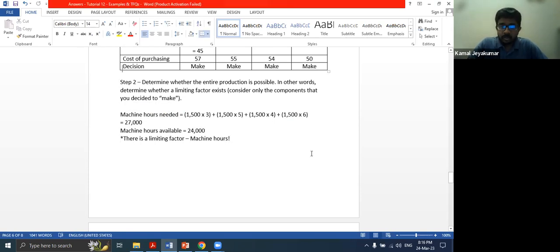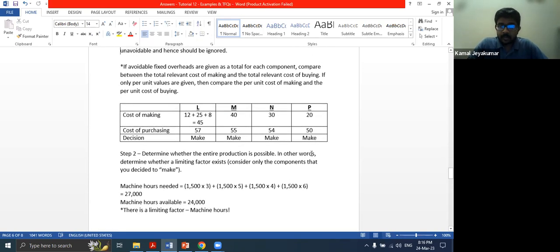So now what do you need to do? What's the next step, guys? Can someone quickly put it in the box? Step 1 is identifying the limiting factor, which we have already done. We have checked whether there is a limiting factor. Yes, there is: machine hours. What is step number 2? Guys, can you put in the chat box what step number 2 is that we discussed in the previous 2 questions?